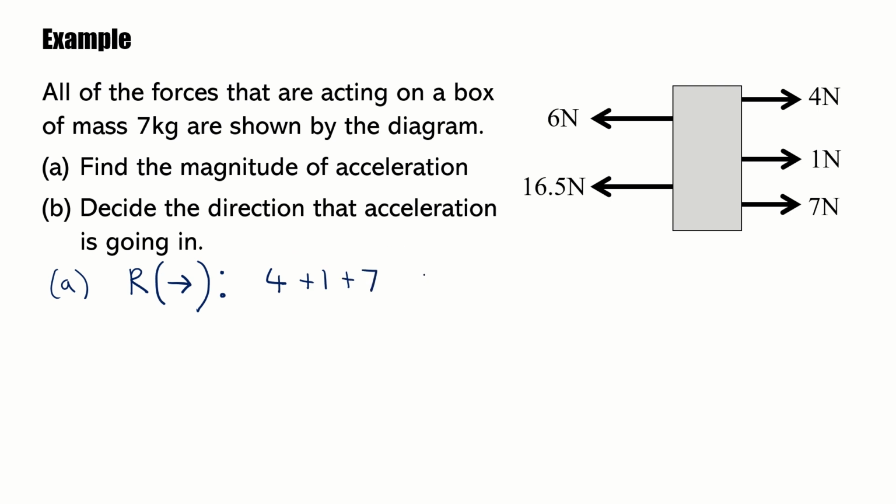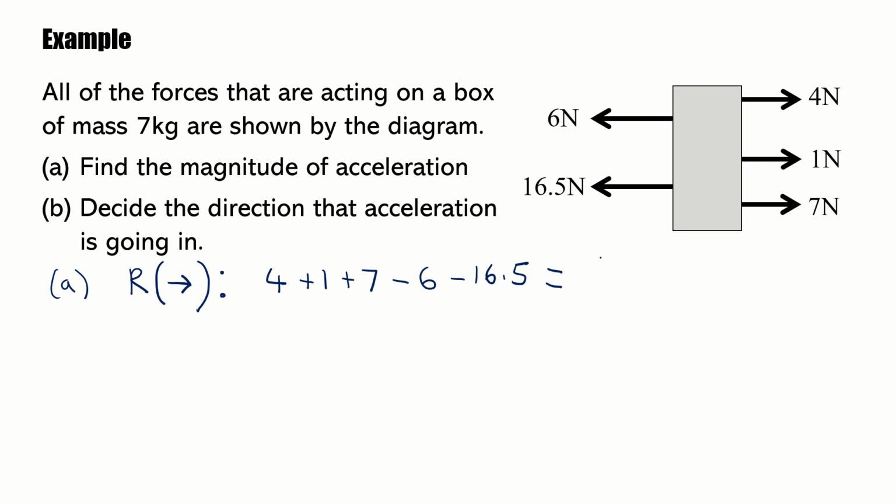all be added together. And any forces that are going in the opposite direction to our positive direction, which would be to the left, would be subtracted. So we're taking away 6 and we're taking away 16.5. Once you have considered all the necessary forces involved in the situation, you're then finally done with the F part of F equals ma, so we can write equals, and then we can move on to the ma part.